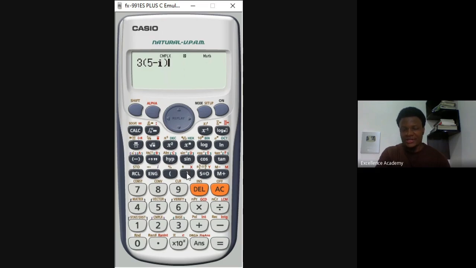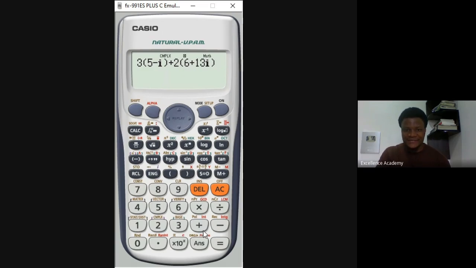So this is 3z1. Next up is plus 2. So I press 2, open a new bracket and type in your value of z2. I will open this bracket. I'm having 6 plus 13i. So 6 plus 13, so it becomes 1, 3. Then punch the i. The i is the ENG key here. Press ENG, you have i. Close the bracket. So plus 2 into 6 plus 13i.